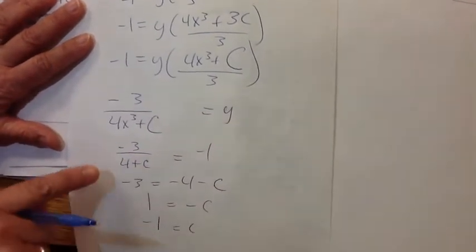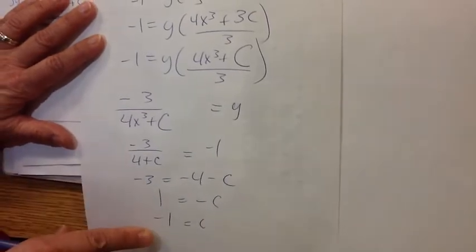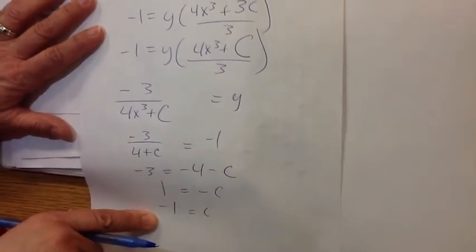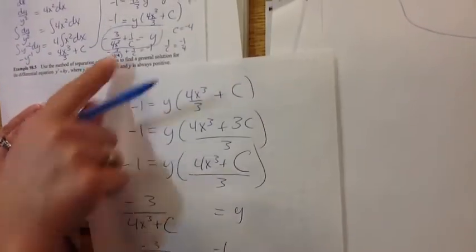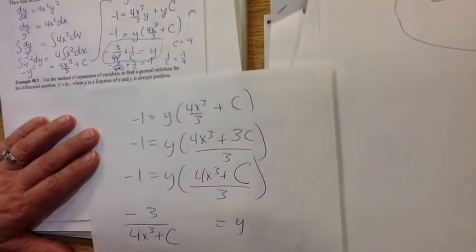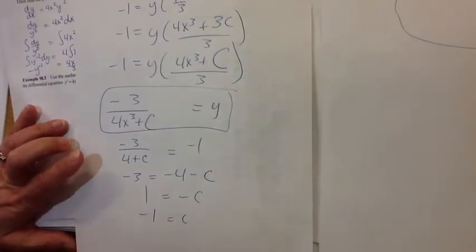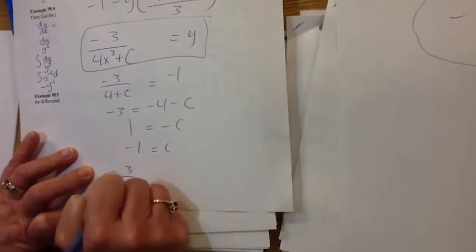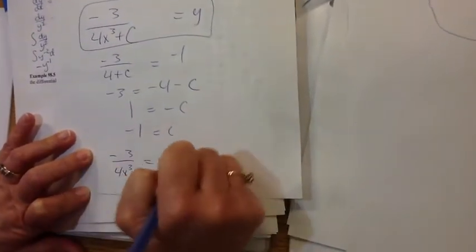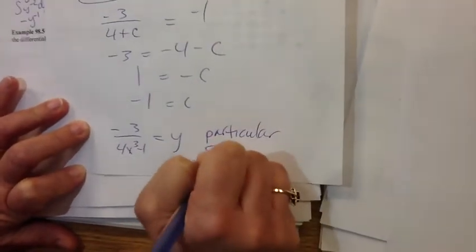And then we plug in our specific point 1, negative 1, and we got negative 1 equals c. So here is our general solution. This is our general solution. And our specific solution is now, and this is what they call a particular solution. Okay?